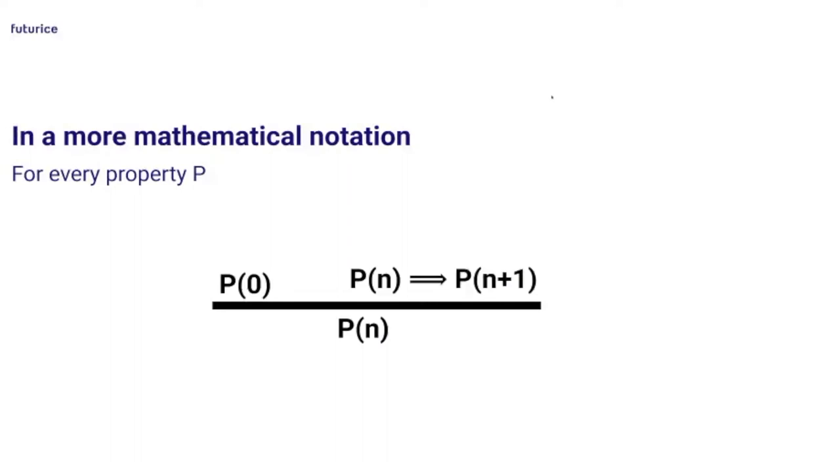Written with a more mathematical notation, it would look like this. This pretty much only means that the line is the implication. Everything above the line we need to know, and then we can conclude just with those above the line the one below the line. So if we know that our property holds for 0, and assuming our property holds for n, we can conclude that our property holds for n plus 1, we can in general conclude our property holds for any n.